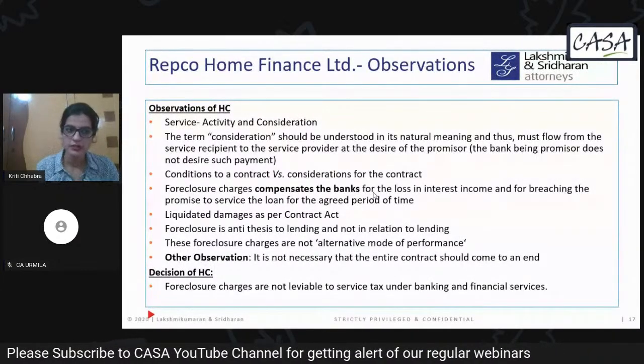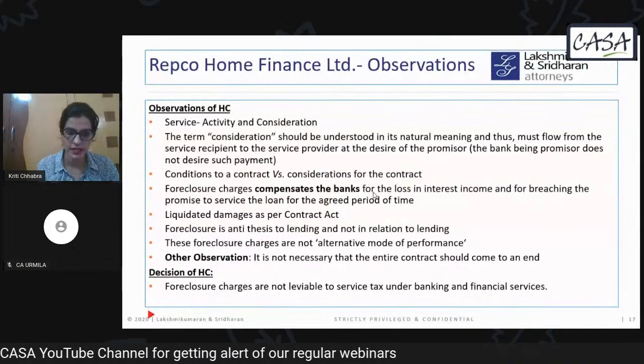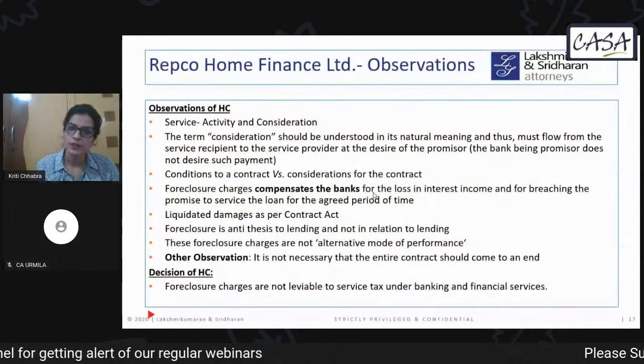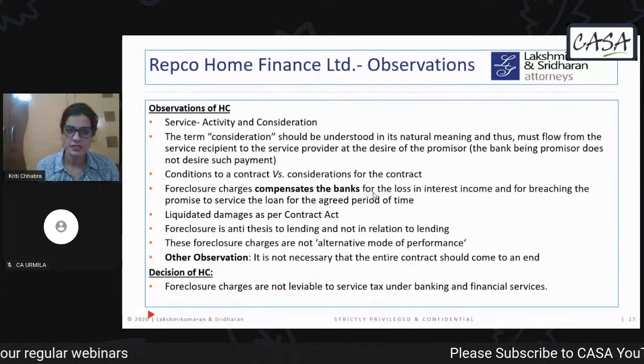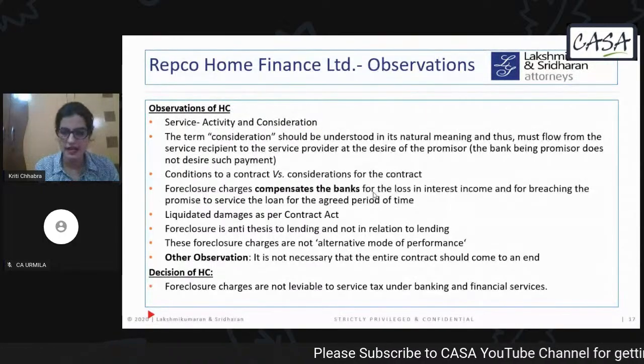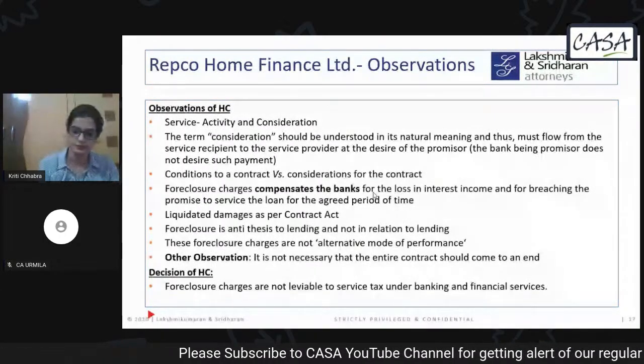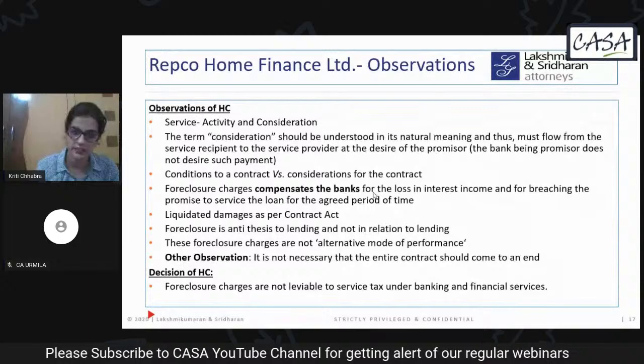So we can definitely use this observation as obiter dicta for other cases wherein we are facing a similar issue. So these were the very important findings of the High Court, and hence, on this basis, the court said that the foreclosure charges are not leviable to service tax under banking and financial services. So this is again a very relevant judgment.